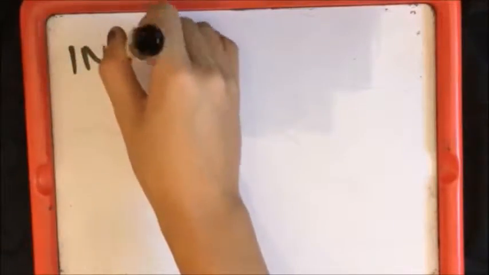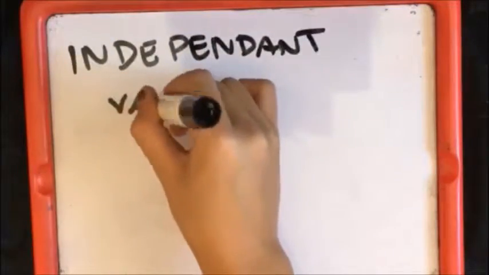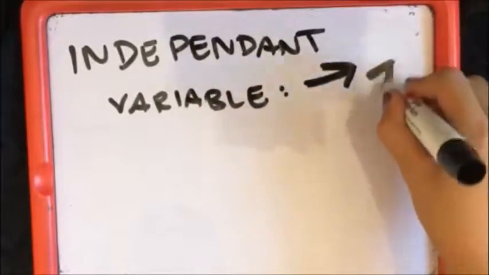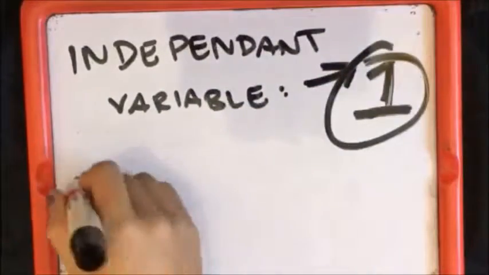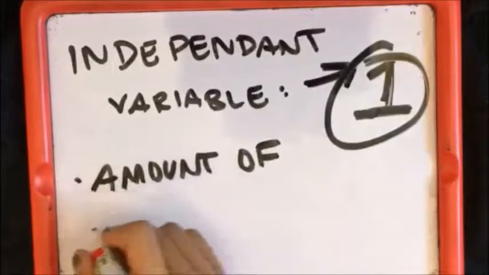After John finds his controlled variables, he needs to find his independent variable. An independent variable is something that you change. There can only be one independent variable. Remember, there can only be one independent variable. John's independent variable is the amount of water given to each plant every week.